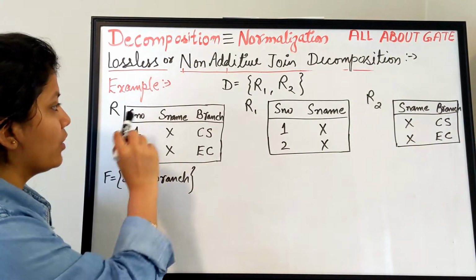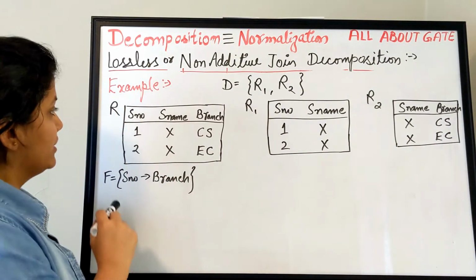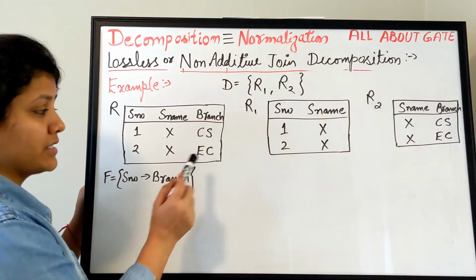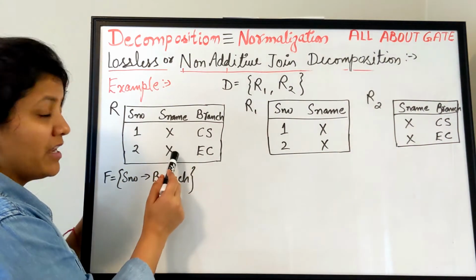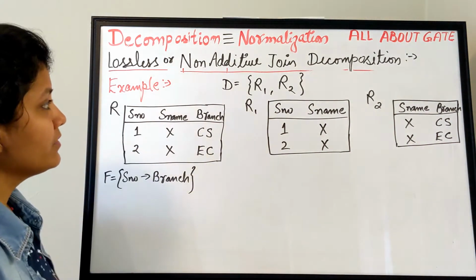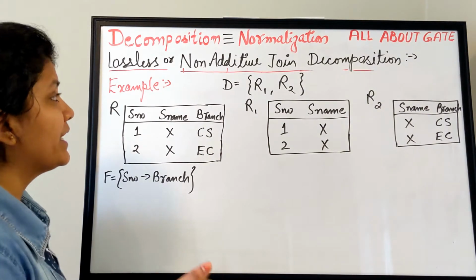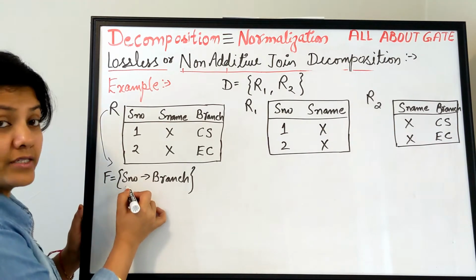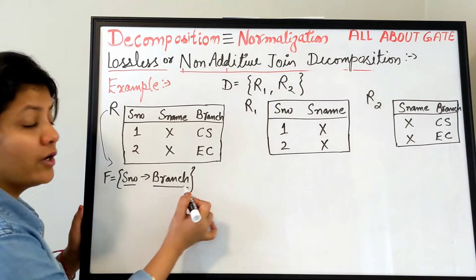I'm taking an example where you can relate the values and understand all the attribute meanings. We have two tuples: student roll number 1 with name X and branch computer science, and roll number 2 with the same name X and branch electronics. So we have two students' data. Now this relation R has been decomposed, and it has a functional dependency which says student roll number determines the value of branch.